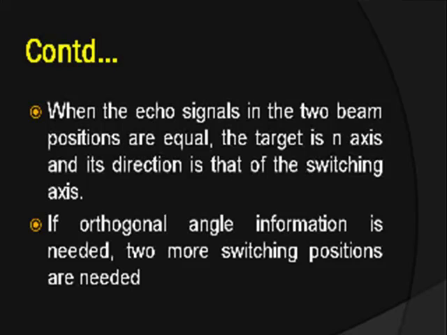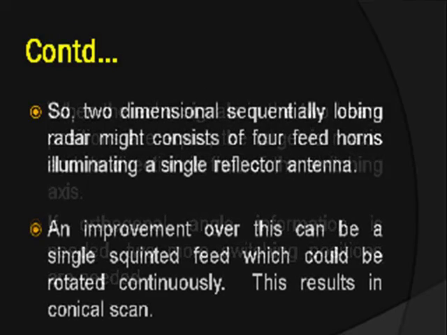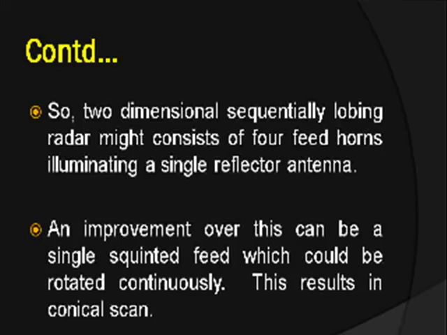If orthogonal angle information is needed, two more switching positions are needed. So, two-dimensional sequentially lobing radar might consist of four feed horns illuminating a single reflector antenna. An improvement over this can be a single squinted feed which could be rotated continuously. If that is done, then what we are going to get is conical scan.